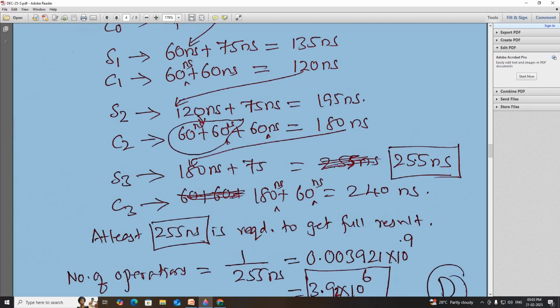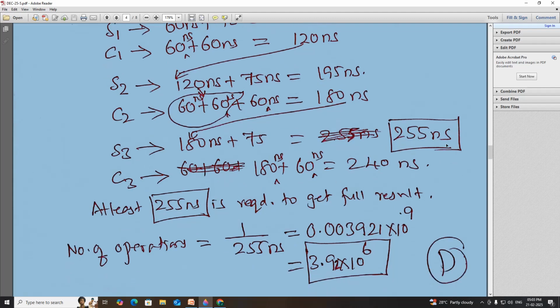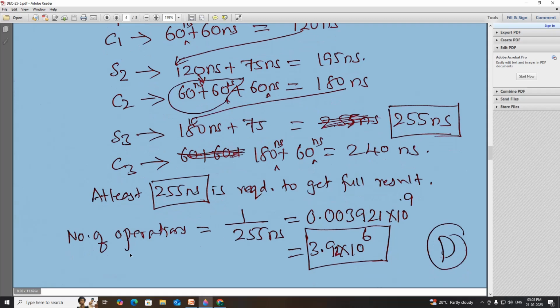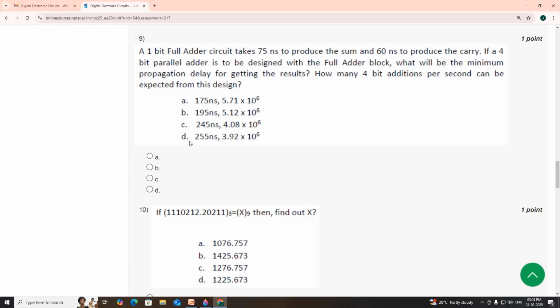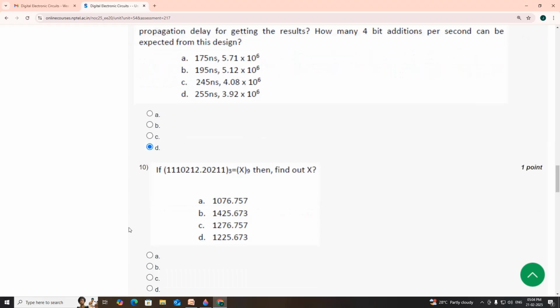So at least 255 nanoseconds is required to get the full result, that is the sum as well as the carry. The 240 is not the minimum. So we need 255 nanoseconds. Then the number of operations performed is just the reciprocal of this 255, and we'll get 3.92 into 10 power 6, option D.